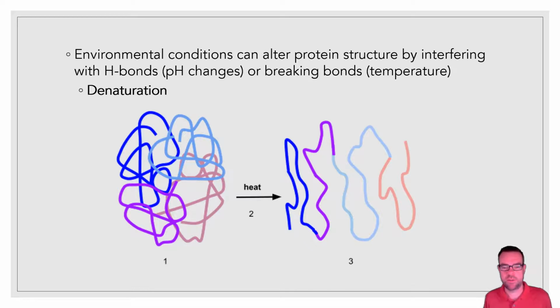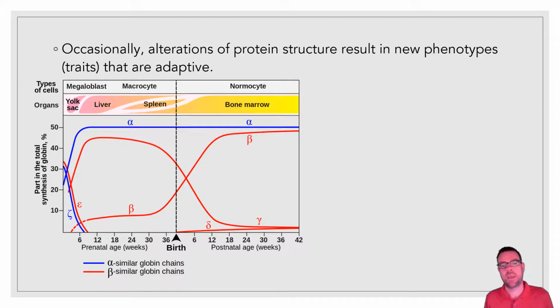Okay, the environment can also change the protein structure. So I told you, my wife keeps her insulin in the fridge. The reason being, she doesn't want it to denature because the hydrogen bonds, the secondary structure, could break. And if it does, then, well, that protein's no good anymore. It has to have the right shape in order to work. So sometimes if the protein has changed shape, there actually is a benefit.